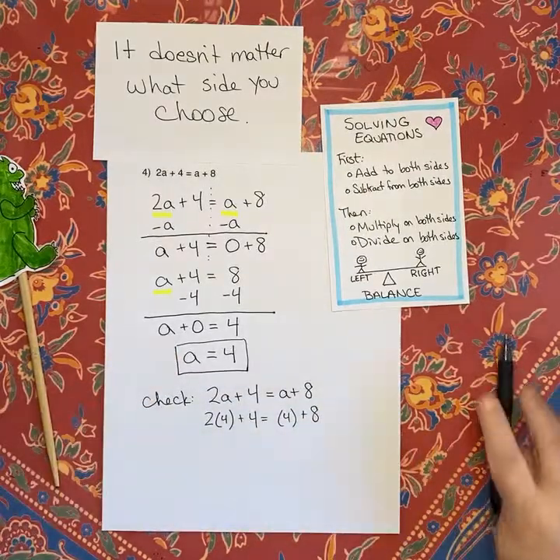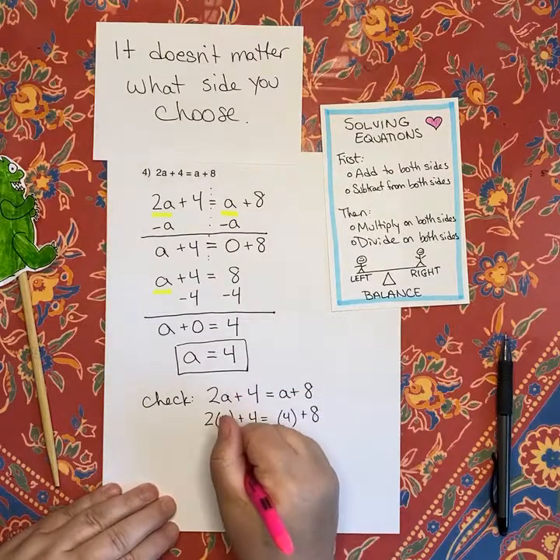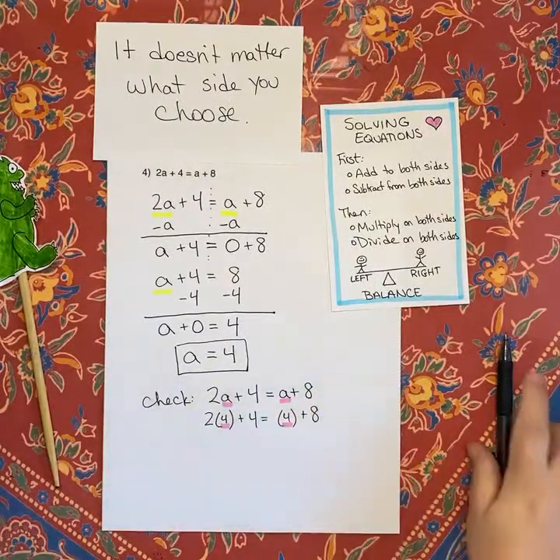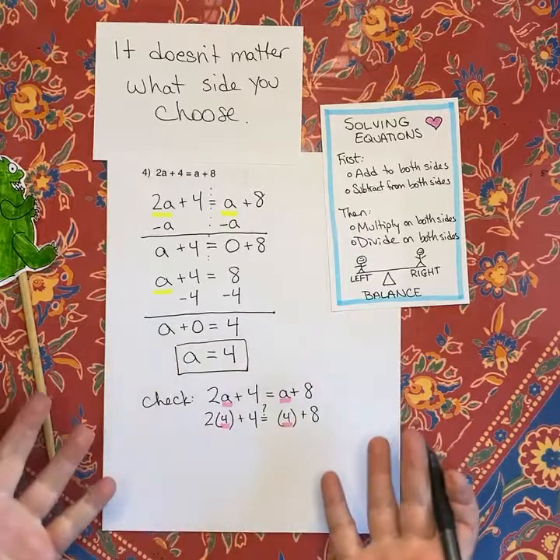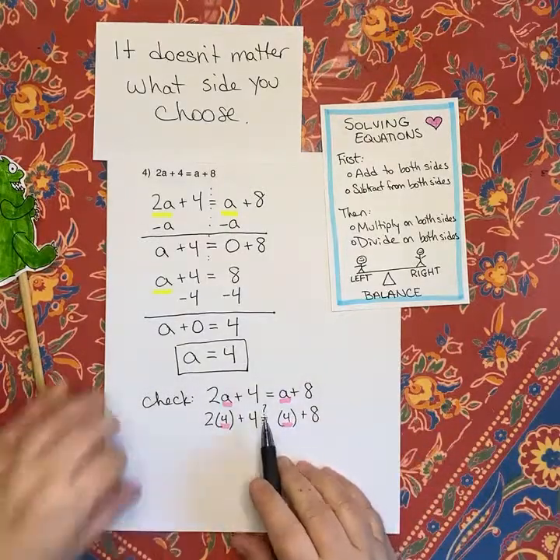So I've put in my a equals 4, so I'm going to put that in wherever I see an a. And then remember, I personally do the question mark. That tells me I'm checking. Everybody has different ways of doing it. Not everyone writes it this way.